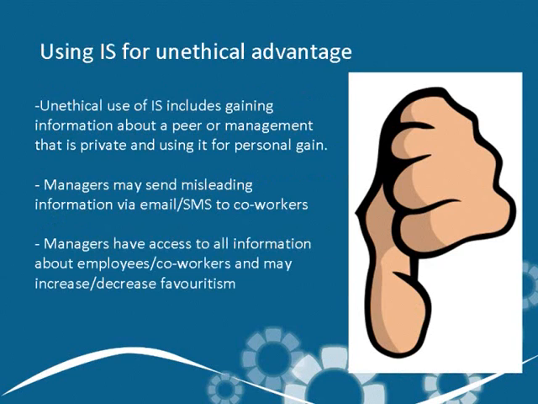Thanks, Thea. Using IS for unethical advantage. Unethical use of IS includes gaining information about a peer or management that is private and using it for personal gain. An example of this might be looking up the private documents of a peer and realizing they have a medical condition that you can use against them. Managers may send misleading information via email or SMS to co-workers, and managers have access to all information about employees and co-workers, and this may increase or decrease favoritism among them.